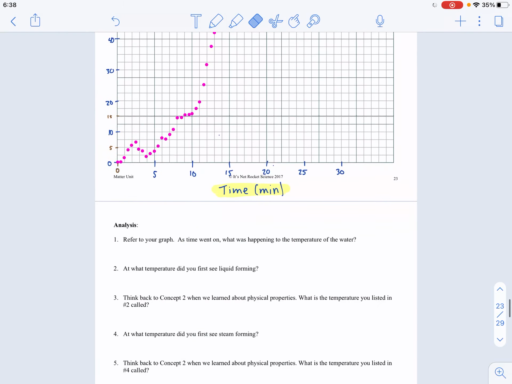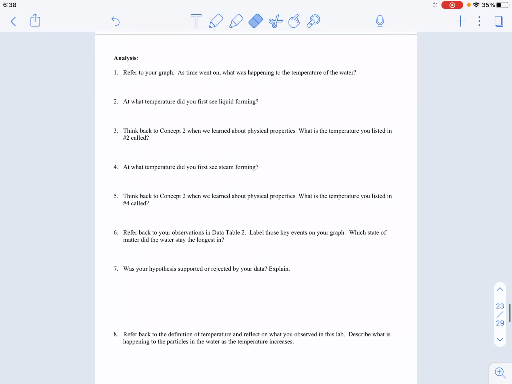All right. And then under the analysis questions, it says as time went on, what was happening to the temperature of the water? You should be able to answer that. At what temperature did you first see liquid forming? Again, it should be in the low single digits there. Think back to concept 2 when we learned about physical properties. What is the temperature you listed in number 2 called? So when we're talking about, I think with that one, what we're talking about is average kinetic energy. So what is the definition of temperature?